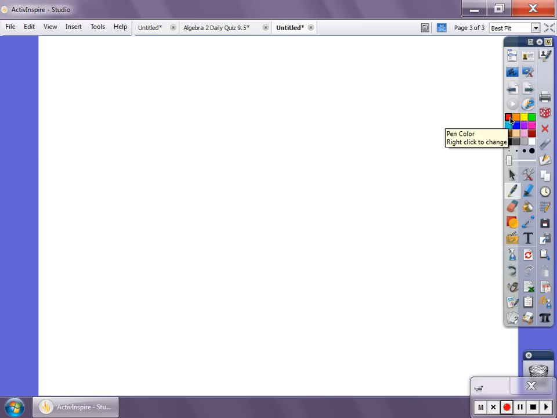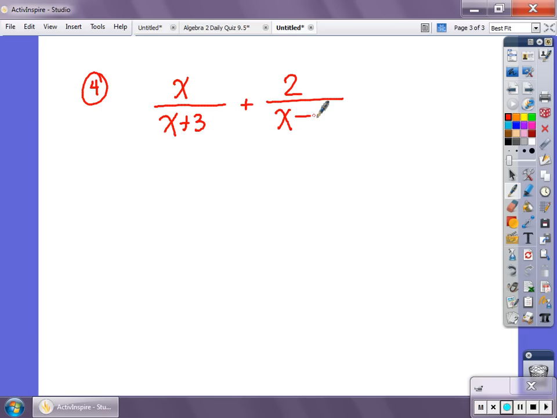Number 4, same concept. We have x over x plus 3 plus 2 over x minus 1. I would recommend that you do this one on your own and then just check to see if you got it correct or incorrect. This denominator needs the x minus 1. Do it in the bottom, do it in the top. This denominator needs the x plus 3.